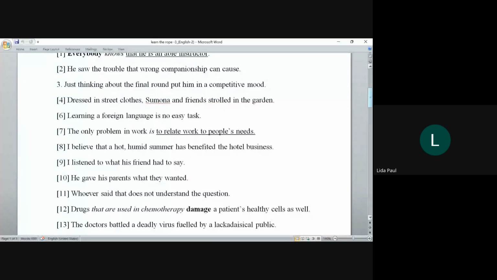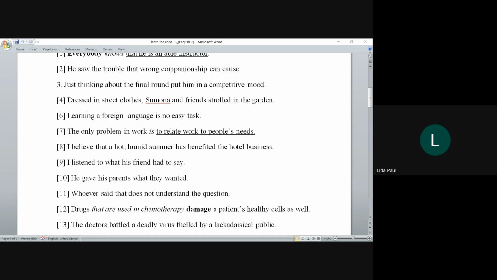So anything that answers the question what has to be a noun, right? This is a noun clause again. To relate work to people's needs. Okay. Understood? Anybody, any question? Do you have any confusions with this one? If you have any, you can ask. Okay, clear? Clear why we call this the noun clause, right?